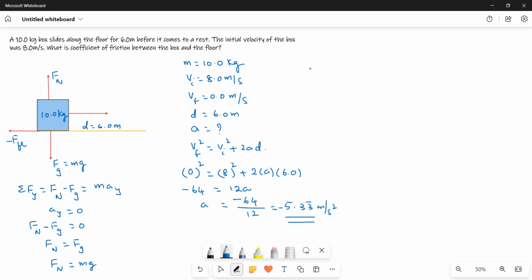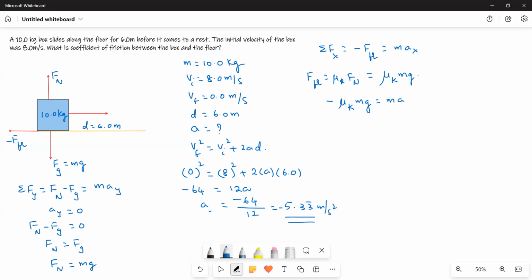Okay. Now we write the x direction forces. Sigma Fx is equal to, here the friction is the only force acting on the system. So the friction is in the negative direction. So negative F friction is equal to m ax. But we know F friction is equal to mu K Fn, and from this we can write this as mu K mg because Fn is equal to mg. Therefore, negative mu K mg is equal to m a.